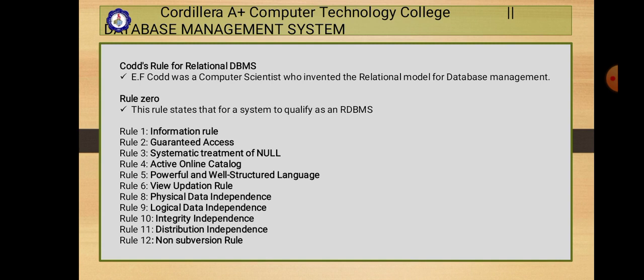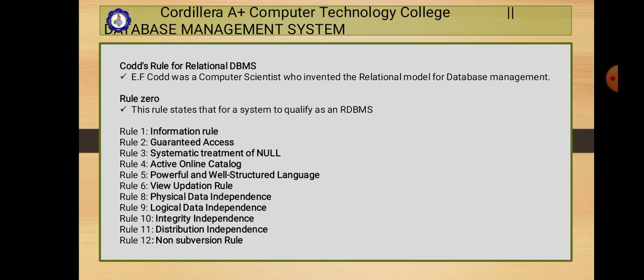Number 2, rule number 2 is the guaranteed access. So when we say guaranteed access, lahat ng every unique piece of data, which is the atomic value, should be accessible by the table name plus the primary key or the row plus the attribute which is the column.